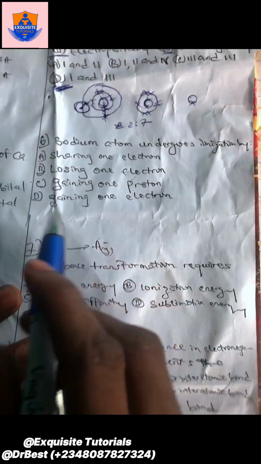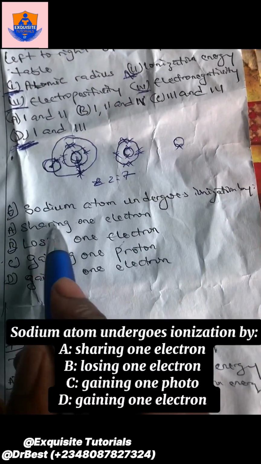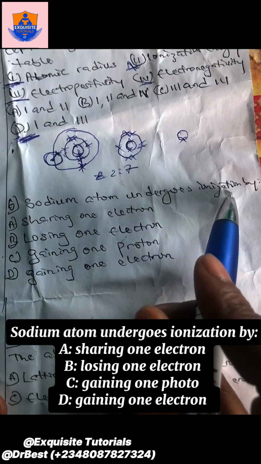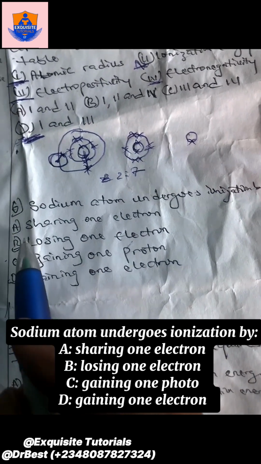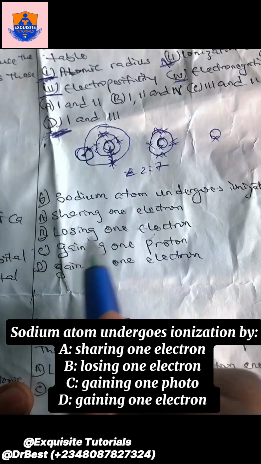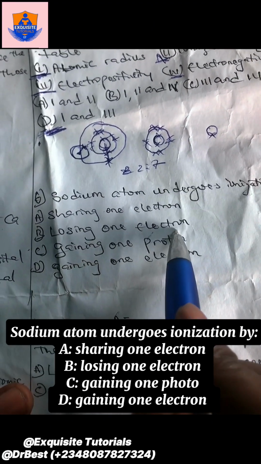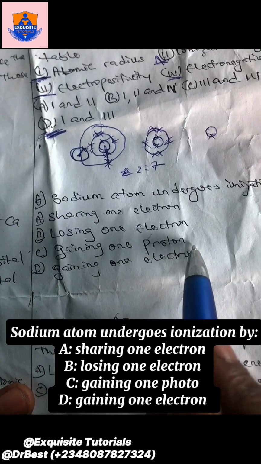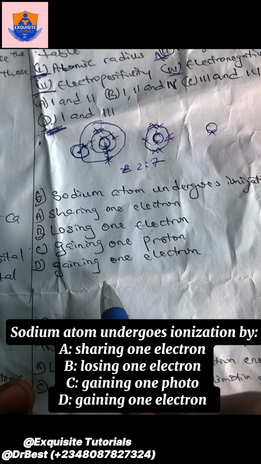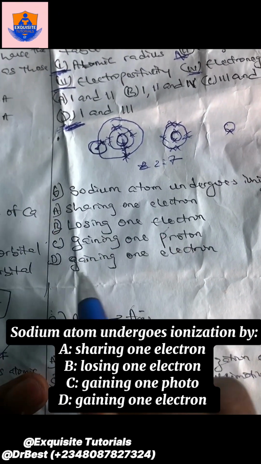Now let's go to question 6. Question 6 says sodium atom undergoes ionization by A, sharing 1 electron, B, losing 1 electron, C, gaining 1 electron, D, gaining 1 proton.